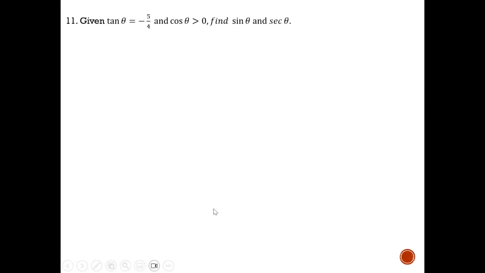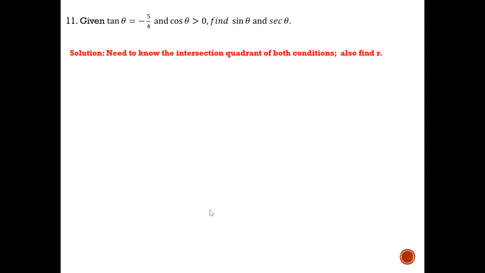Now, let's move on to number 11. This one here, guys, is a little bit more challenging, and a lot of students have trouble with this type of problem, because they give you the conditions. It says here, given the tangent of theta is equal to -5/4, and the cosine of theta is more than 0, which is positive, find sine theta and secant theta. So here, guys, we have to know in what quadrant the first condition lies, which is a tangent of -5 over 4, and also the condition where cosine is positive.